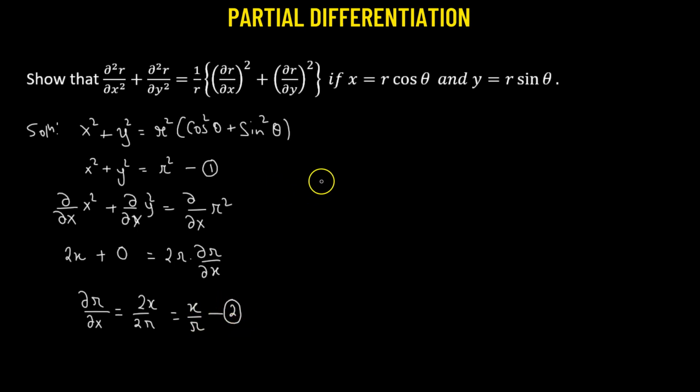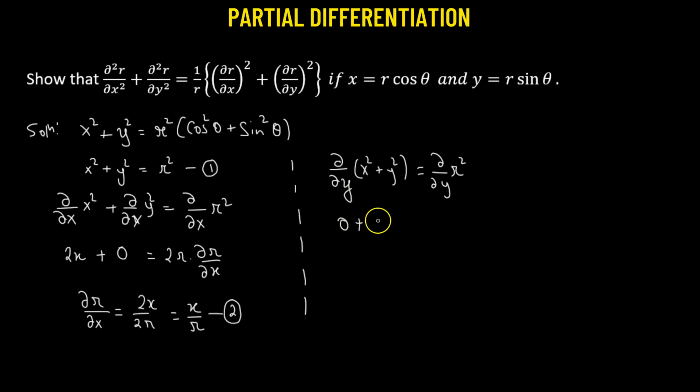Then we will consider equation number 1 and again take the partial with respect to y of x squared plus y squared equals partial with respect to y of r squared. So partial of x squared with respect to y will be 0, plus partial of y squared with respect to y will be 2y using the power rule, and similarly partial of r squared with respect to y will be 2r times partial of r with respect to y. Here also r is a function of y. Now we'll get partial of r with respect to y equal to y over r. So let's label this as equation number 3. We'll be using it.